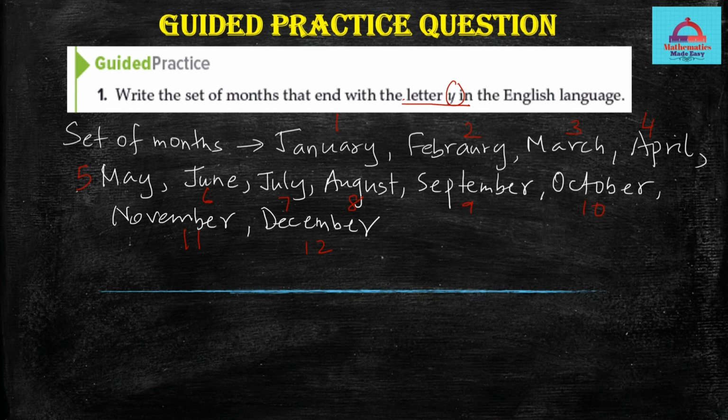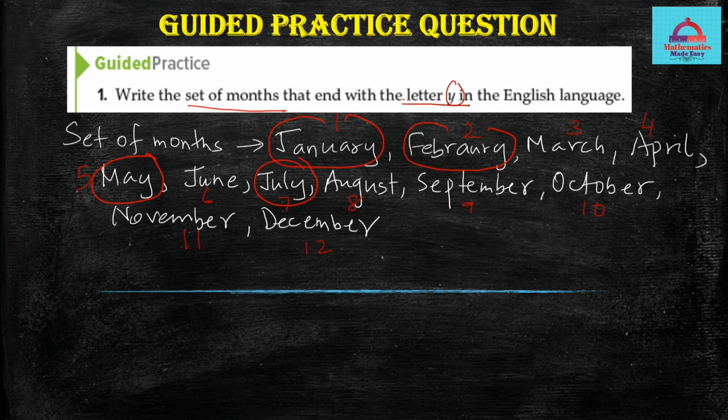Okay, so I'm going to just circle them with red. So yes, January, it is ending at Y. February also ending at Y. May, then July, and that is all. Yeah, so you have 1, 2, 3 and 4 months which are fulfilling the condition that's given in the set.